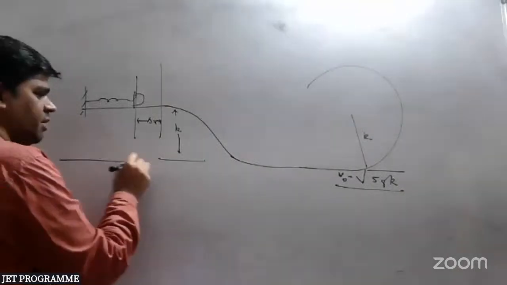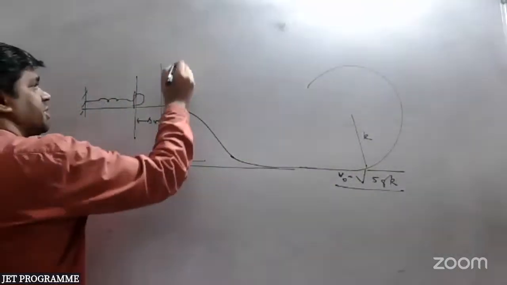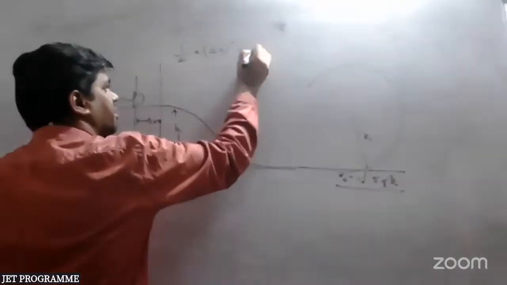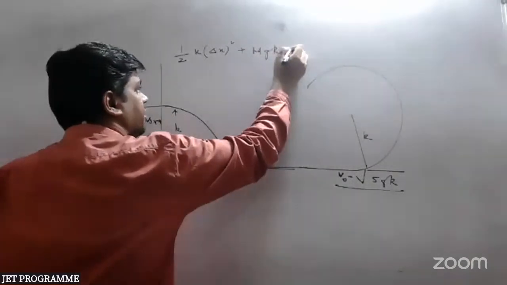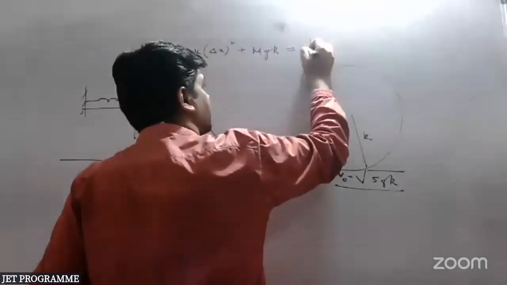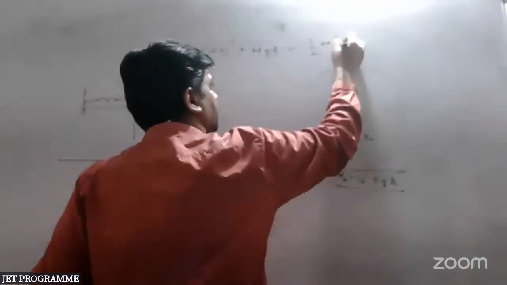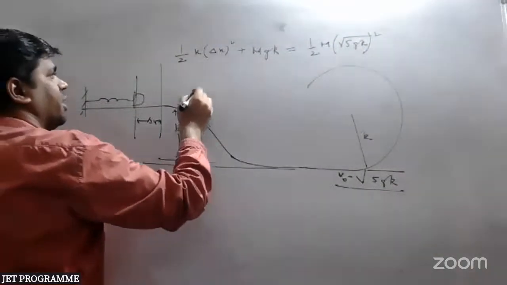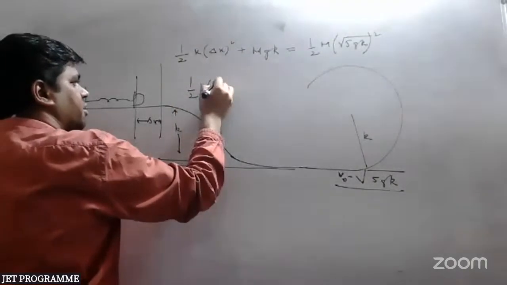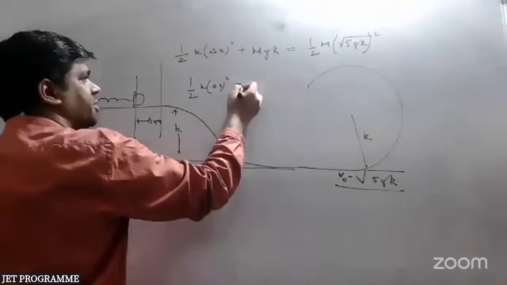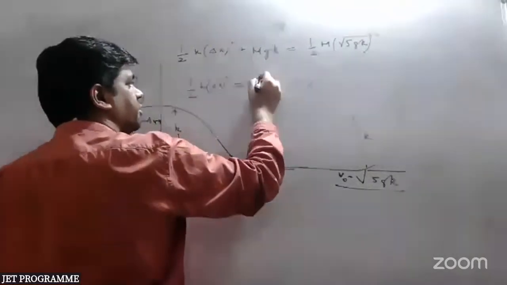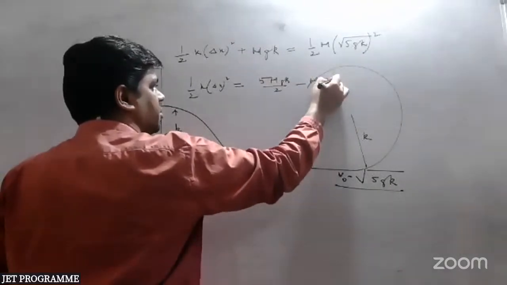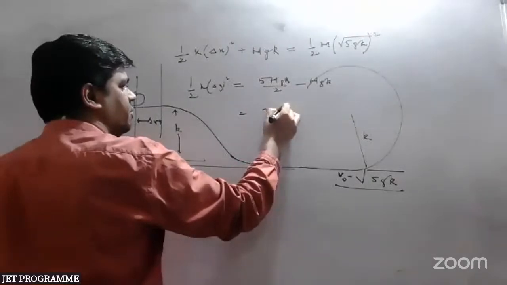If I take this as my reference level, this is my R. So what is the initial total energy? Half K delta x square plus mgr. Now this is being converted to kinetic energy, which is half m root 5gr whole square. So I have half K delta x square is equal to this minus this, 5 mgr by 2 minus mgr, which is equal to 3 mgr by 2.